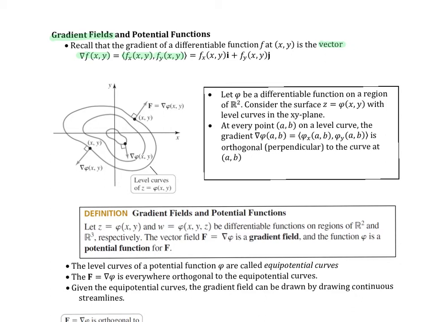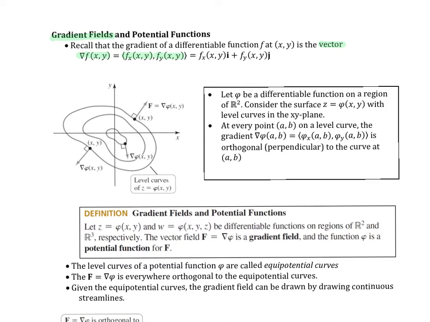Something that does come up though is level curves. Again, if you have some surface z, and you replace z with constants, and you graph the following curve that you get in the xy plane, that would be your level curves. So level curves are just taking some surface and squishing it into the xy plane.